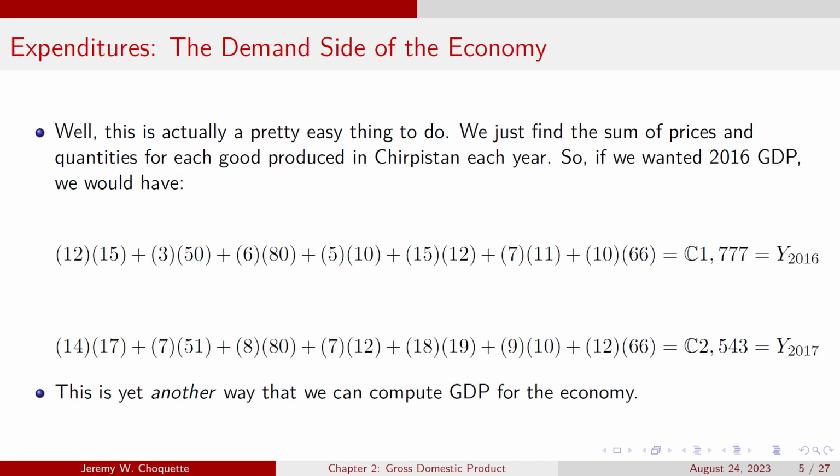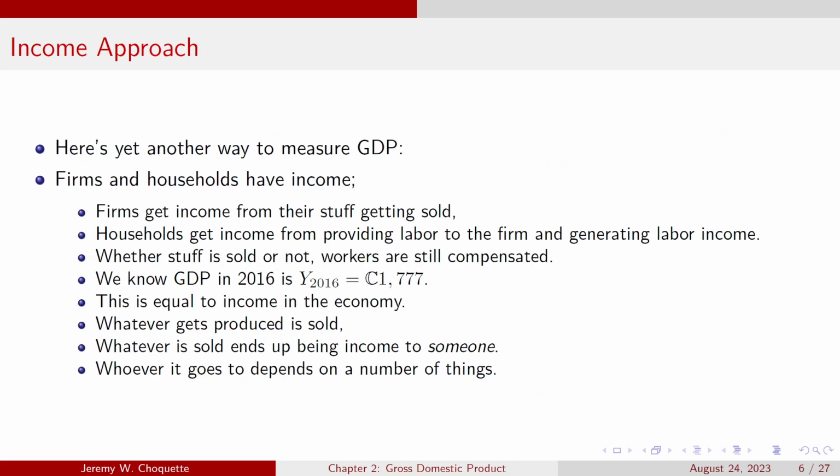So you can see it's fairly easy to do. It can get a little tedious making sure you're getting all the numbers lined up properly, but aside from that, it's just a little bit of multiplication and some addition. So we find the sum of prices times quantities for each good produced in Chirpistan each year. If I wanted 2016 GDP, you'd see I get 1777 catnips. And then for 2017, I get 2543 catnips. So this is just one of the many ways that we can compute GDP for the economy.